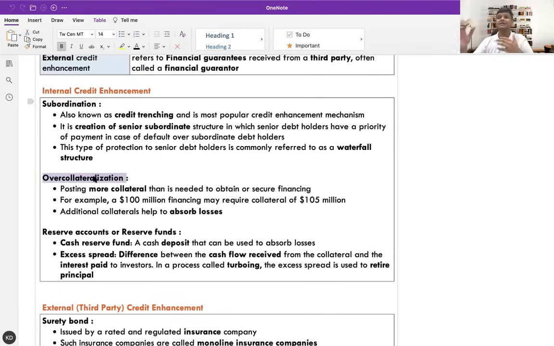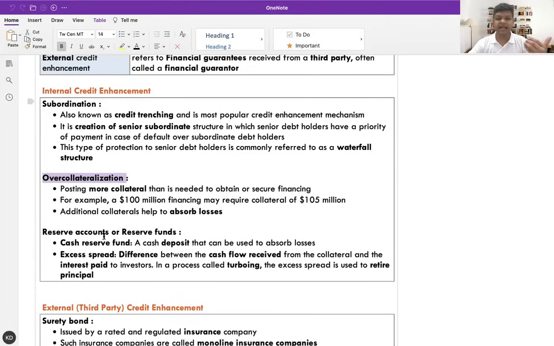The second is over collateralization. Over collateralization means, let's say I'm going to borrow $100 million. Normally I provide a security of $100 million at least, right? Now I provide you a security of more than $100 million. I provide you 110 or 120 million in security. That's called over collateralization. That will provide more safety. Clear?